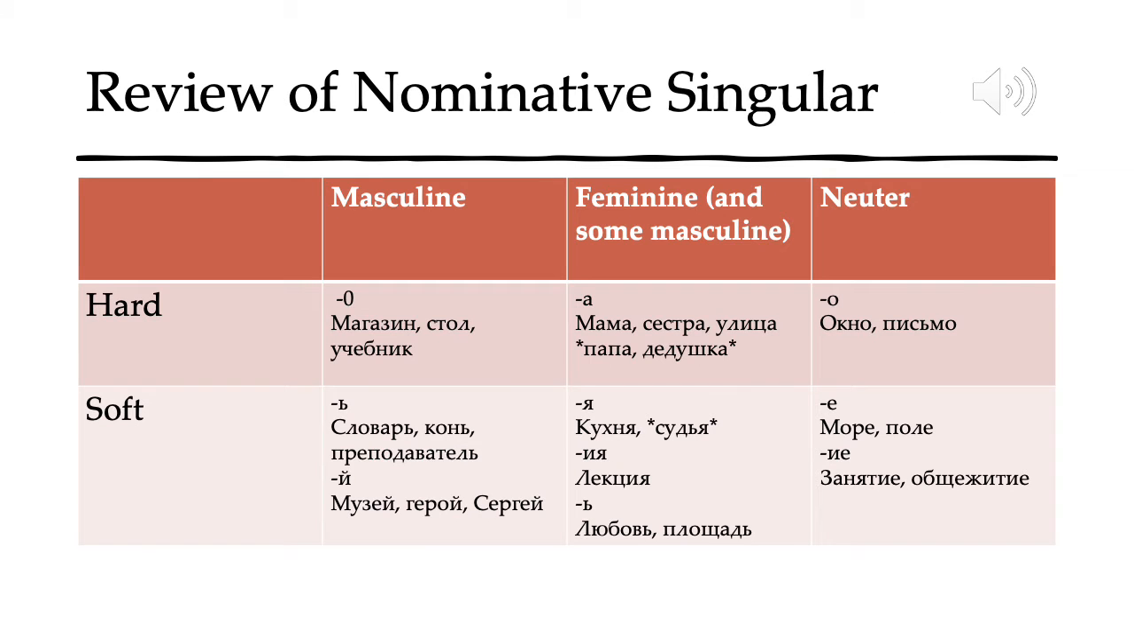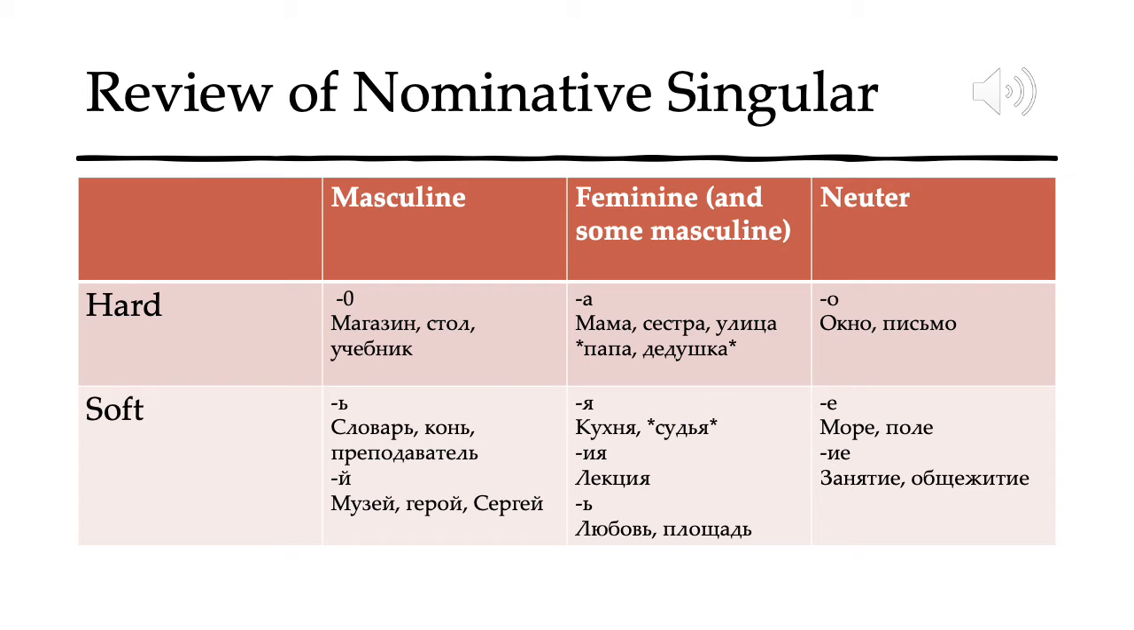Before we jump into the nominative plural, let's do a quick review of the nominative singular. We have a chart here on slide 3 of the PowerPoint, and we have masculine, feminine, and some masculine nouns. In the second category, most of them are going to be feminine, but a few will be masculine, and then we have neuter nouns. Masculine hard stem nouns have a 0 ending. That's a 0 there in that cell of the table. Examples would be things like magazine, stol, or учебник.